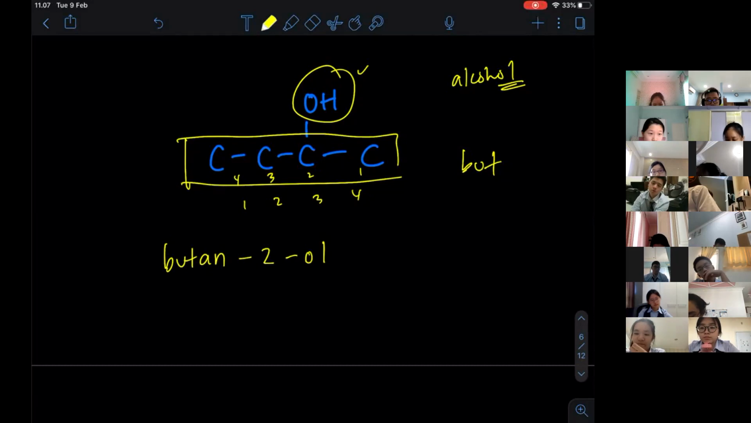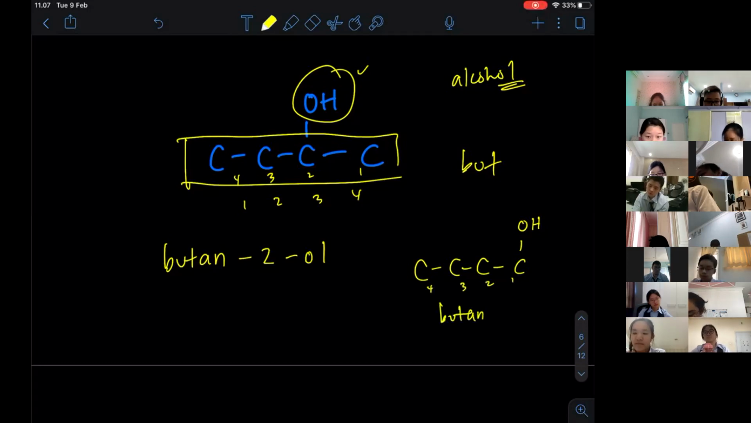Now, what happens if I have something like this and the OH comes over here? This is going to be different because the naming is going to be different. It's going to be butanol, but this is going to be carbon number 1, not carbon number 4, carbon number 1. So this is going to be butan-1-ol. That is the one that you need to take note of, which is going to be butan-1-ol.